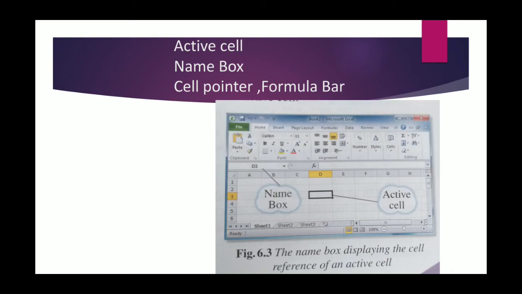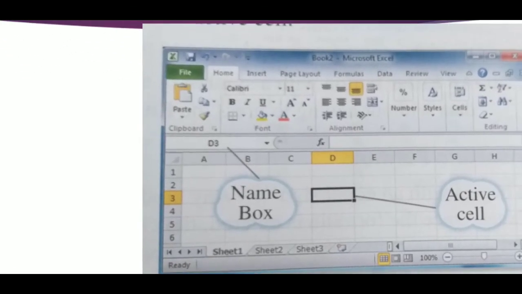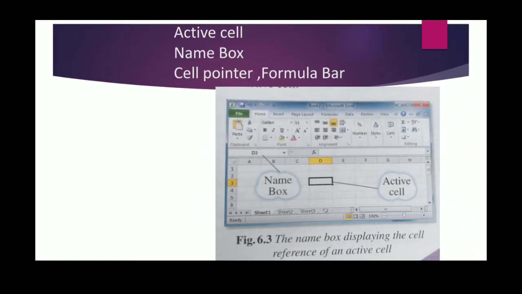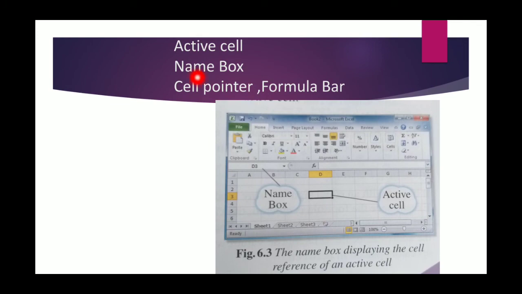Name box. The name box displays the cell reference of the active cell, which is D3 in the worksheet shown here. This is the name box, D3. Cell pointer. The mouse pointer changes to a plus sign when the mouse pointer is on the worksheet.